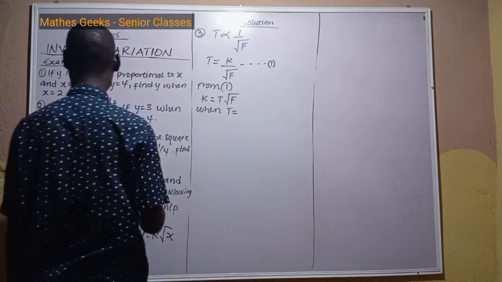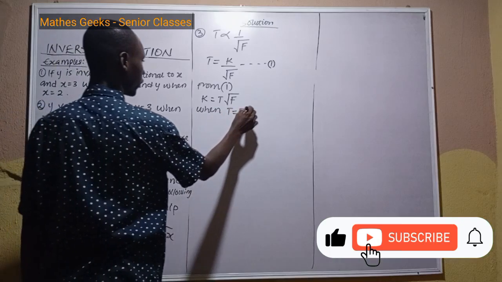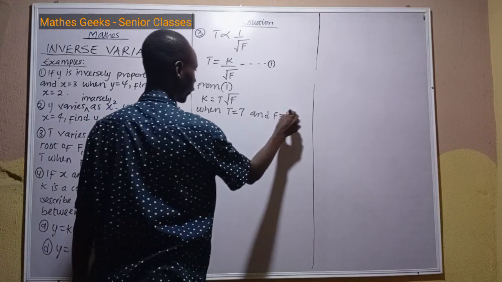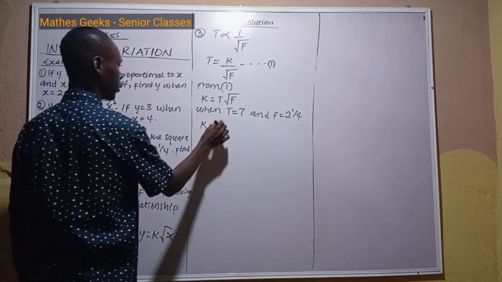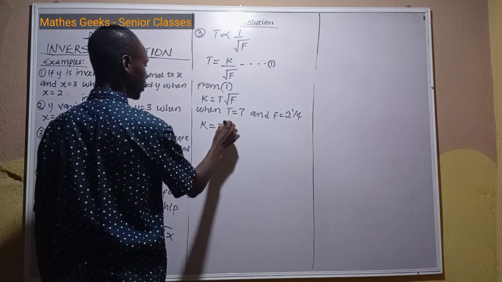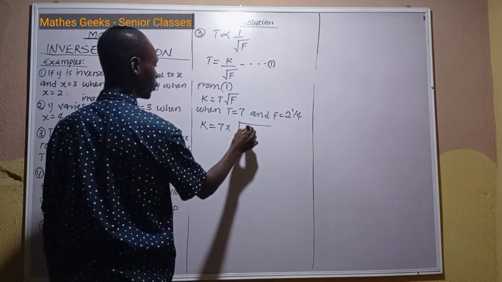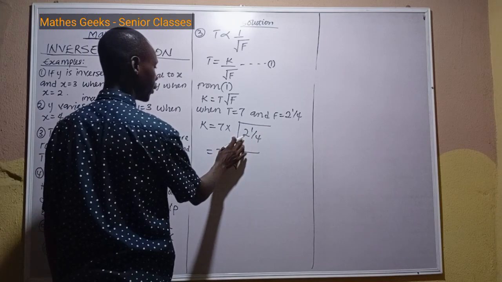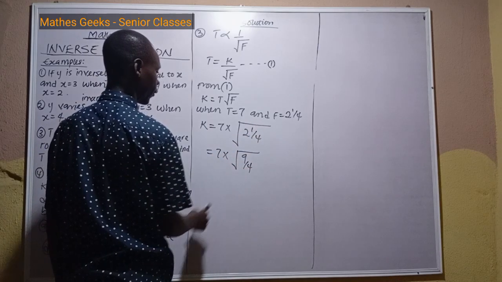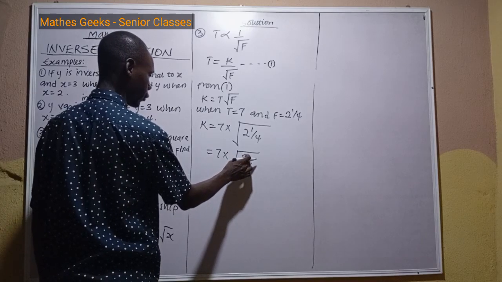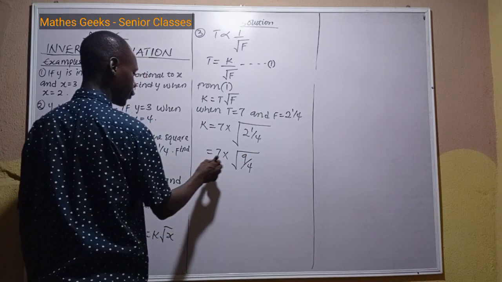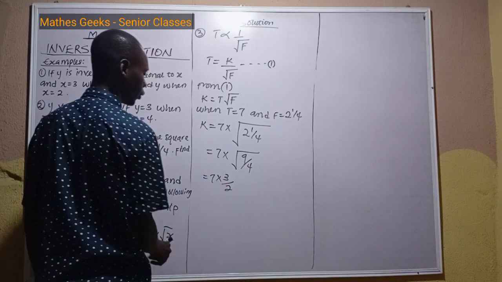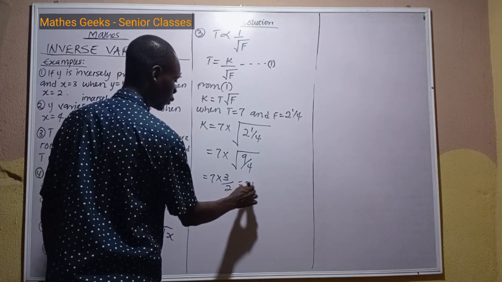So when t is 7 and f is equal to 2 and 1 over 4, k is equal to 7 times square root of 2 and 1 over 4, which is 7 times square root of 4 times 2, 8 plus 1, 9 over 4. So 7 times square root of 9 is 3. Square root of 4 is 2. 3 over 2. 7 times 3 is 21 over 2.